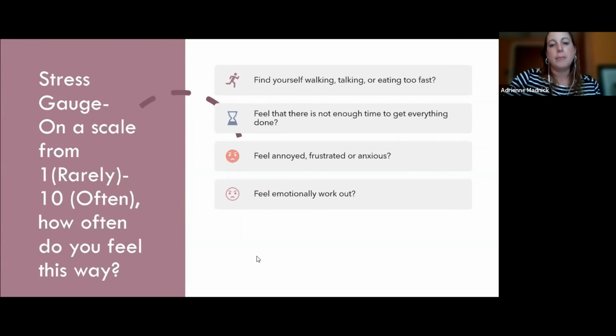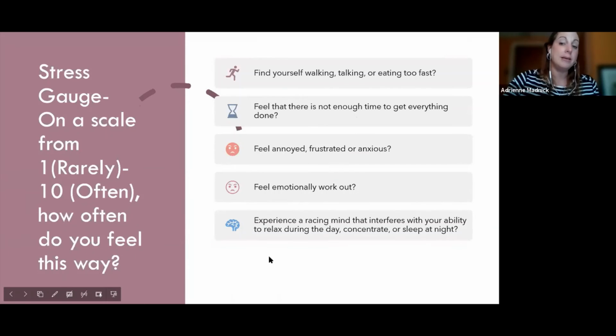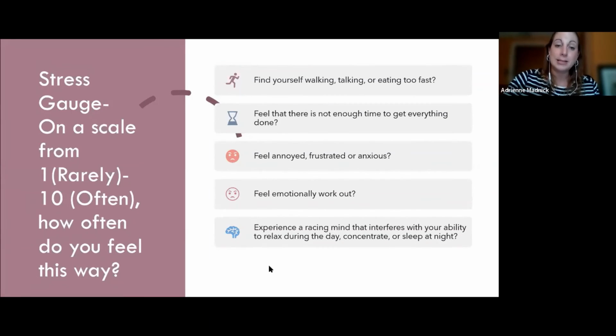Next one is, how many of you would say you experience a racing mind that interferes with your ability to relax during the day, concentrate, or sleep at night? Where do you guys fall on that? I hear 10s, 7s, 8s. I see a lot of 7s and 8s. 10. Okay, Imani and Abigail, thank you so much for sharing. You guys are at a 10. Yeah, that racing mind, a 9. So it interferes. Derek, thank you. 10. So that interferes with your ability to relax, focus, concentrate, and also at night.